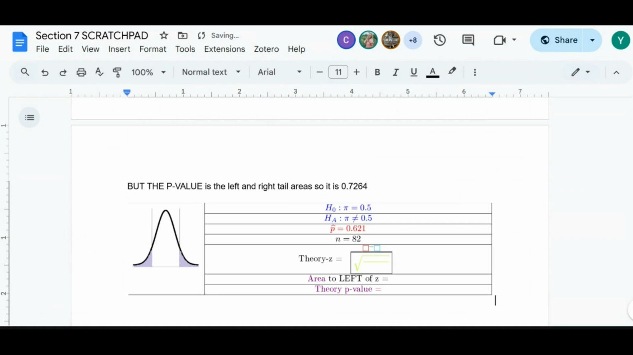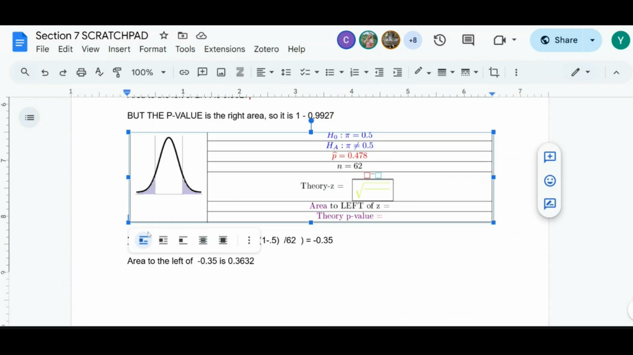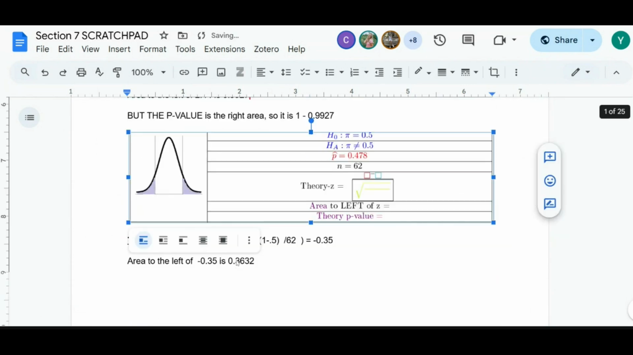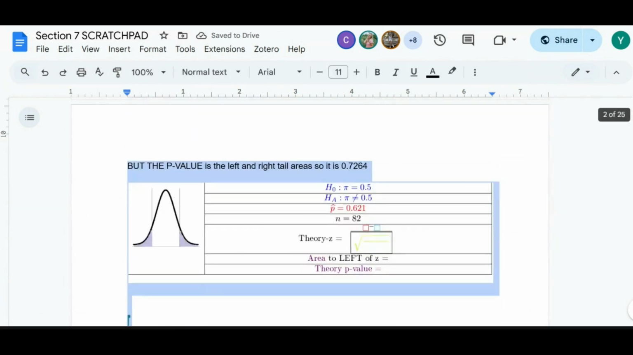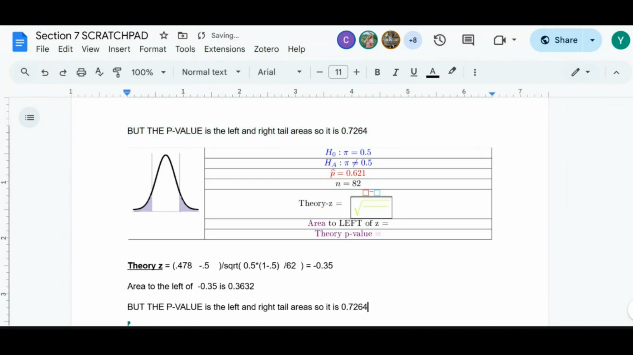Okay. Last one. What is theory Z? What is the area? Oy, what are you doing? Okay. Here's all the text. Can you make the necessary changes?